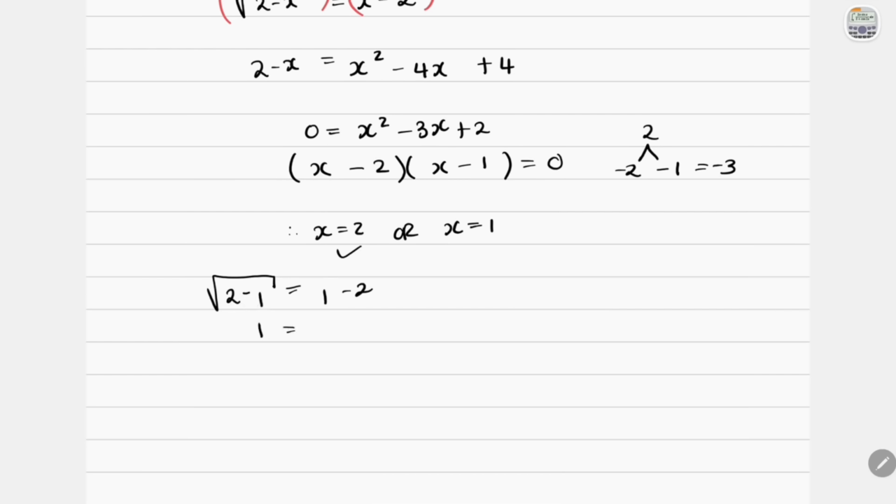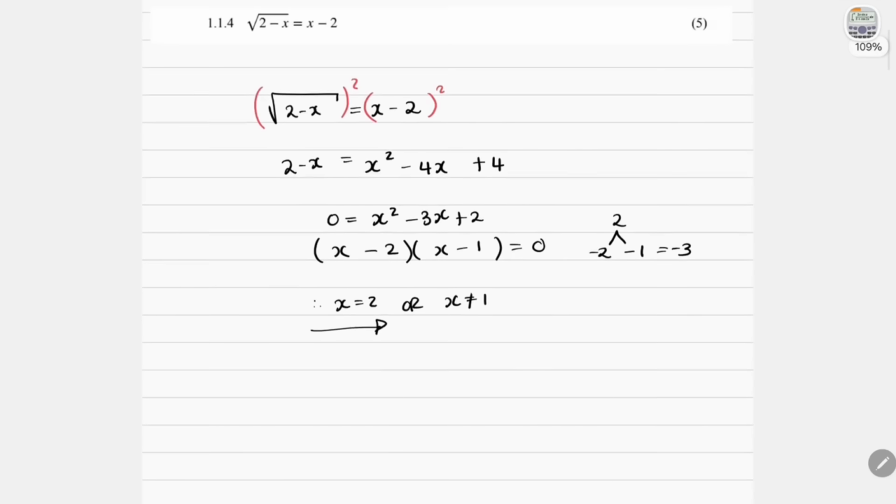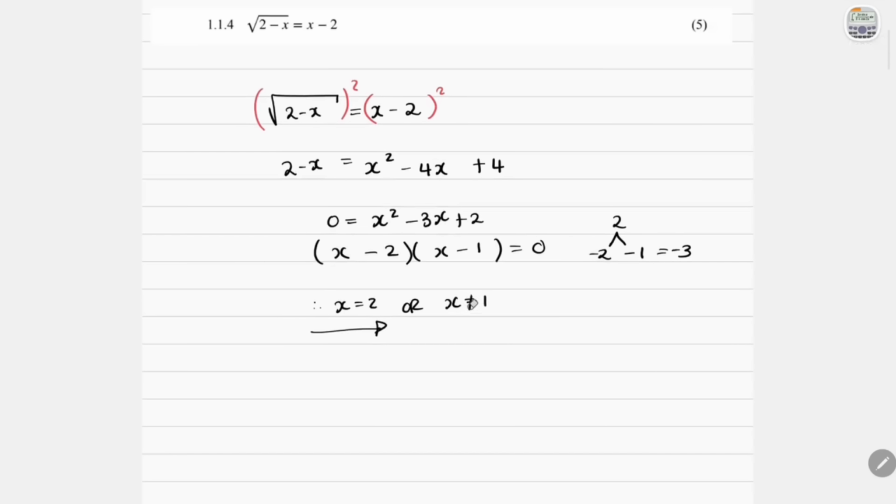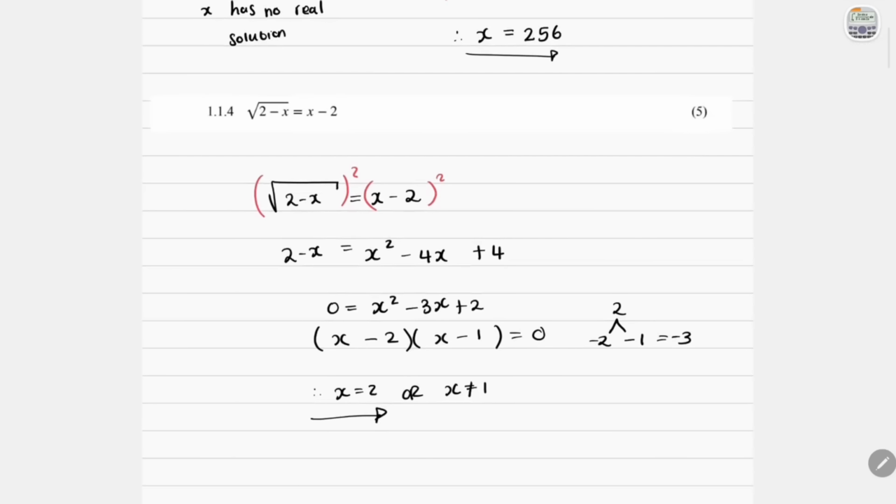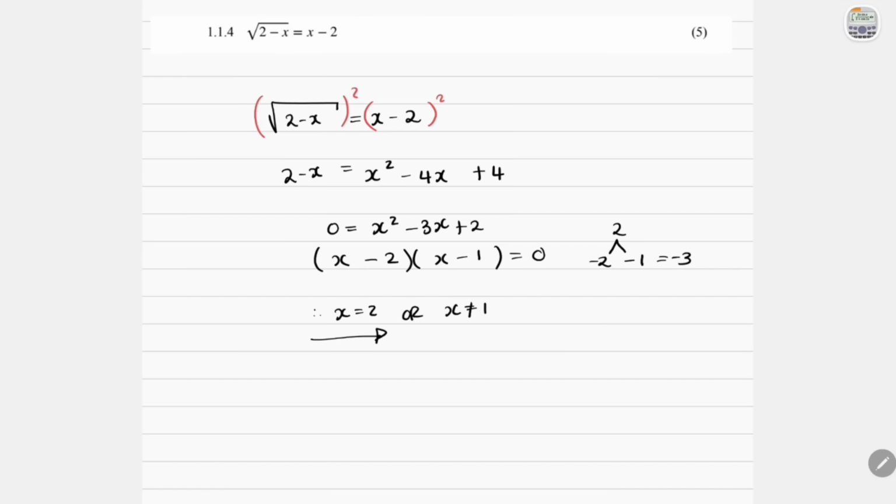But 1 minus 2 is negative 1. These are not the same numbers. So it means that x is not equal to 1, but it is equal to 2. And there we go. Make sure that you do show that you have cancelled that. You do get an extra mark for that. Okay, moving on to the next question.